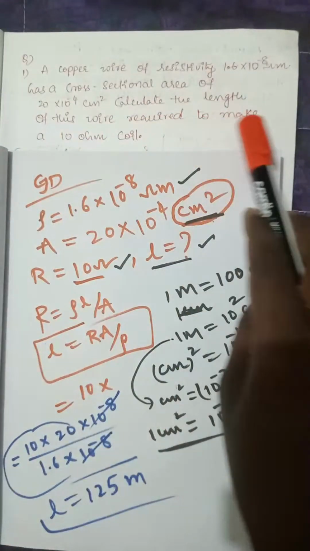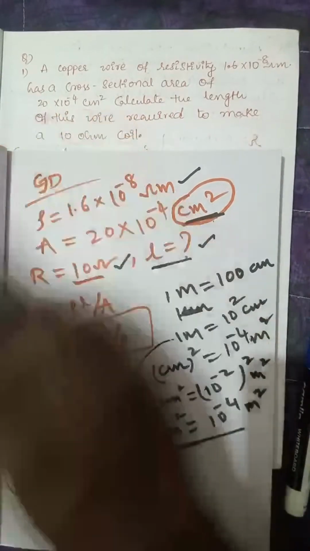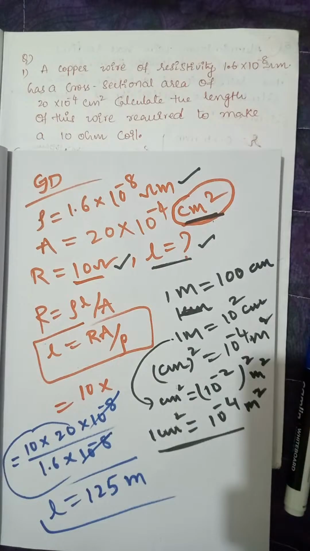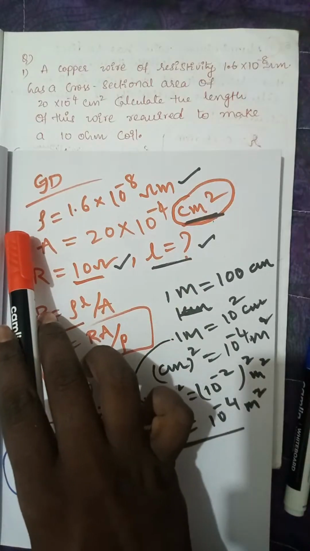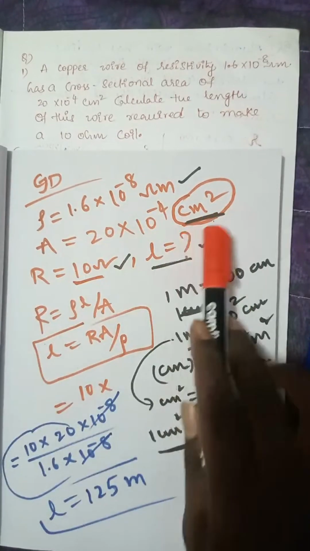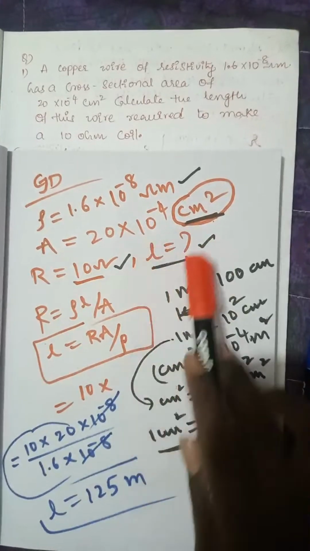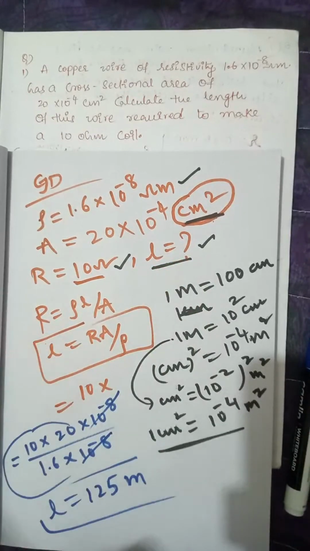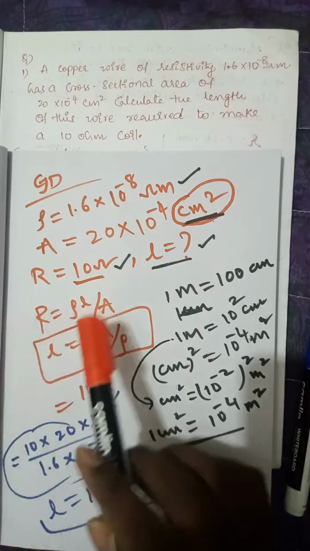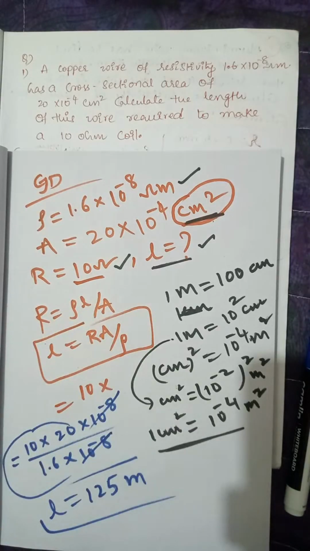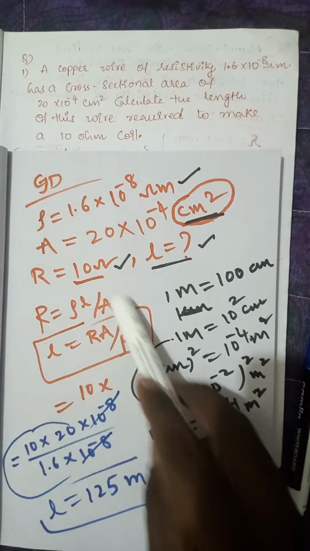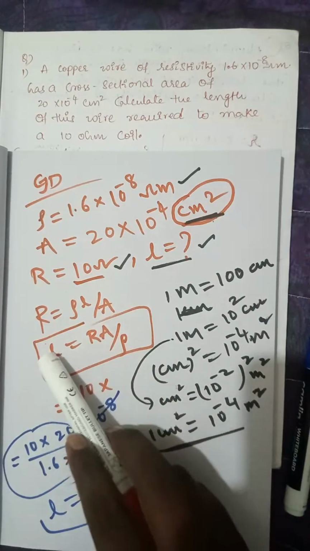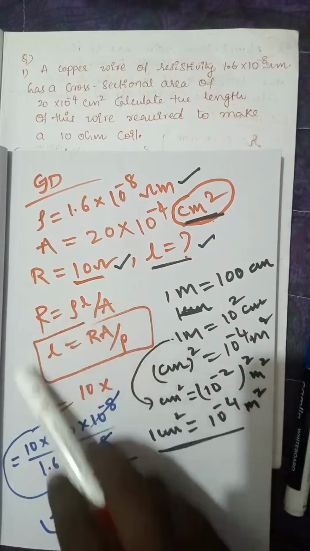Calculate the length of this wire required to make a resistance, which is also given, so that is 10 ohm. So resistivity is there, area of the cross section is there, and resistance is there, so length we have to find out. For finding the length, we know the formula: R equal to rho into L by A. So we are using this formula, L equal to RA by rho. So we have to use this formula.